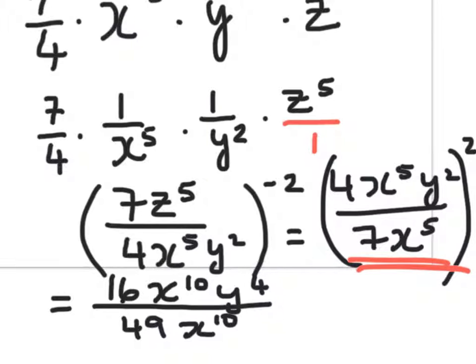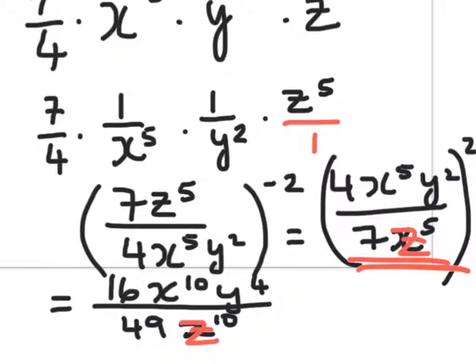Okay? Now, one last little step. Hold on one second. That should be z to the power of 10 there. I just noticed my mistake. That's not an x, it's a z. Okay? So 7z to the power of 10. And that's your answer. You can't do any more simplifying with that.